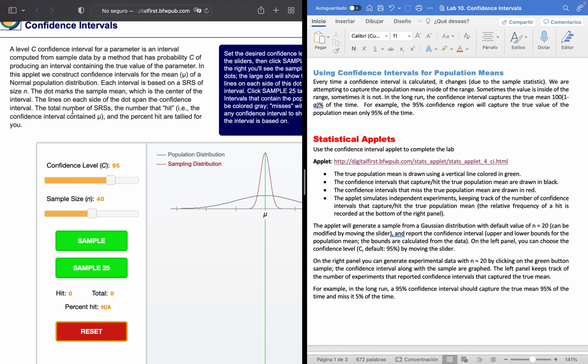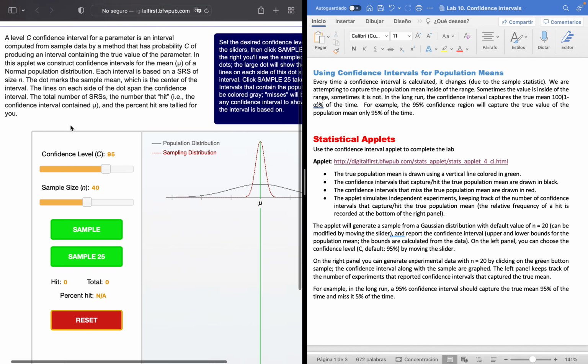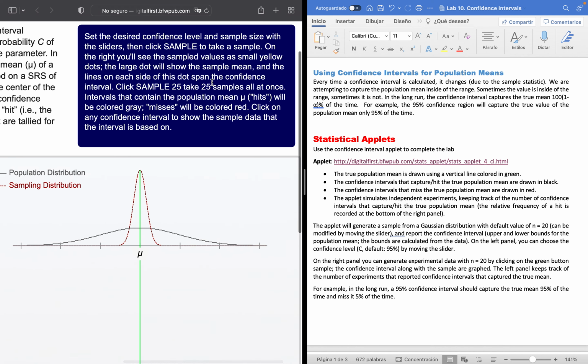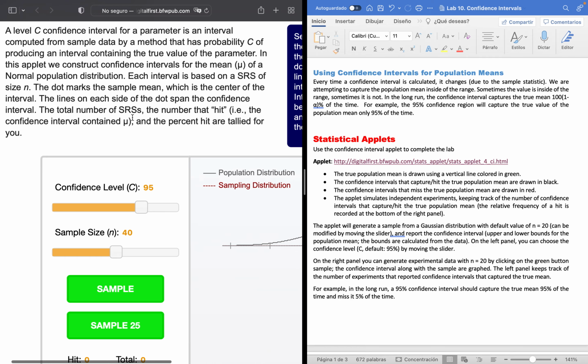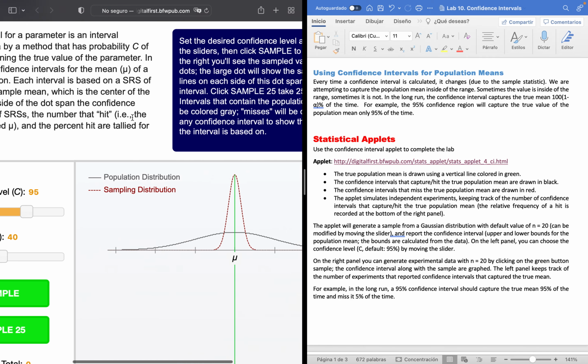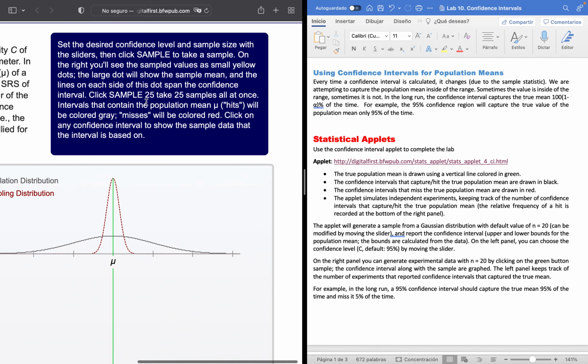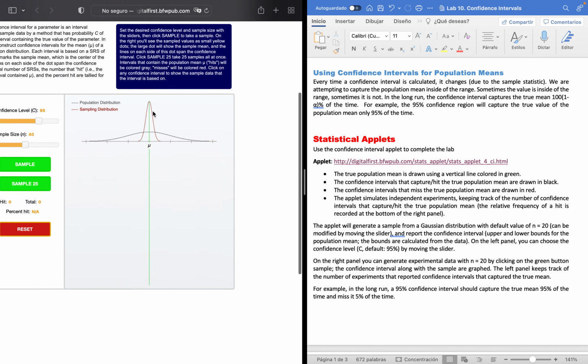The dot marks the sample mean, which is the center of the interval. The lines on each side span the confidence interval, and the total number of hits and the percent hit are tallied for you. It doesn't say what the mean of the population is. It says only that it is generating values from a normal population and computing the confidence intervals, but it doesn't say what kind of population. I think it's not important.